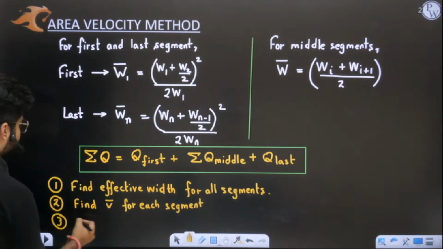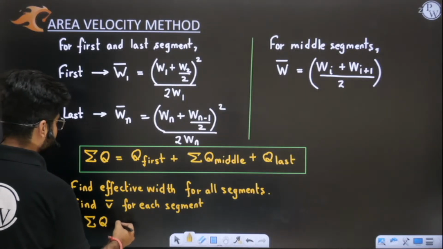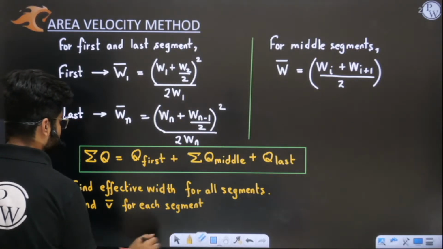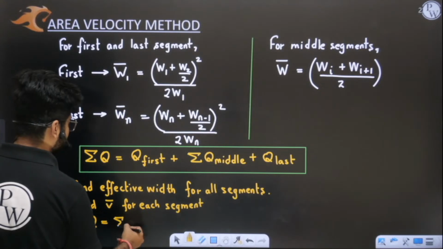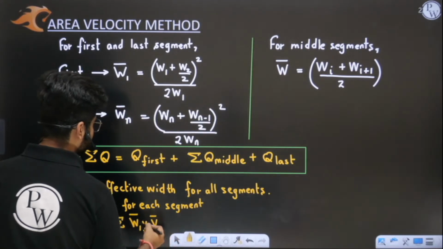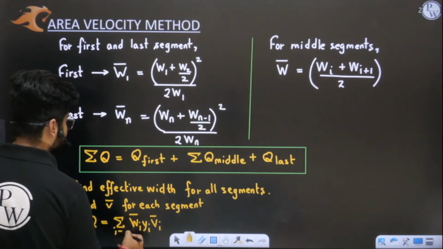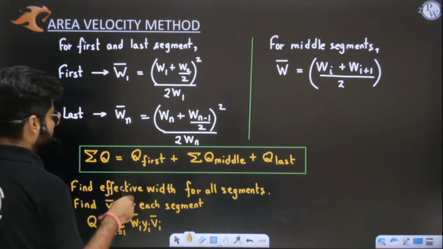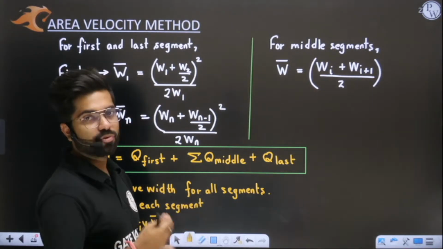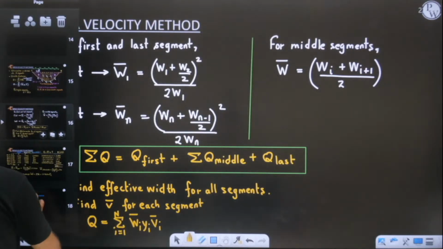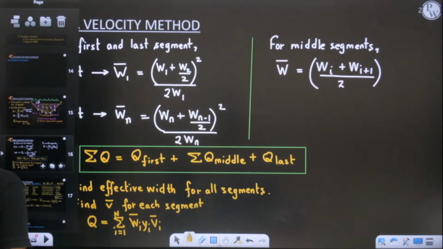In the third step, you have to simply apply this formula. Find total discharge simply by using the summation formula: summation of Q equals average width, depth into your average velocity, where I will be moving from 1 to n. If n is the number at which I am moving, then n minus 1 will be the number of segments. One gap is there. So these are the three rules with the help of which you will find discharge using the area velocity method.